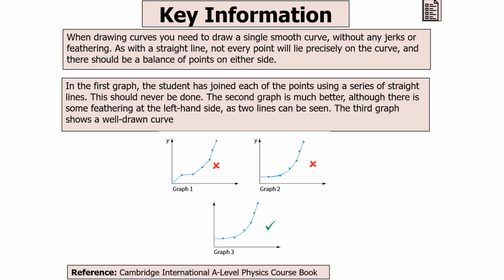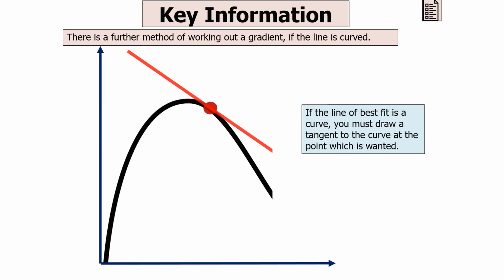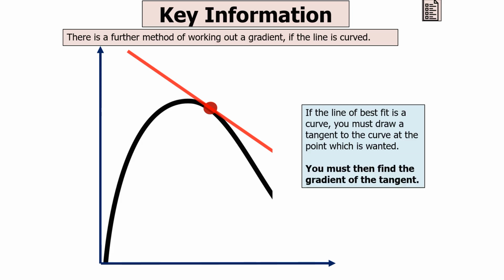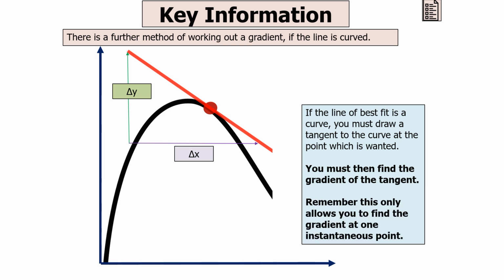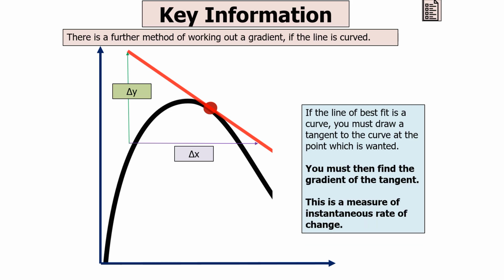Now, if you do draw a curved line for your line of best fit, there's a further method of working out the gradient. If the line of best fit is a curve, you must draw a tangent to the curve at the point at which the gradient is wanted. You must then find the gradient of the tangent. Once again, this is done by drawing in a gradient triangle onto your graph, and remember, this only allows you to find the gradient of this one instantaneous point. So this is rather a measure of instantaneous rate of change, which will be important if you consider what data you want to work out.